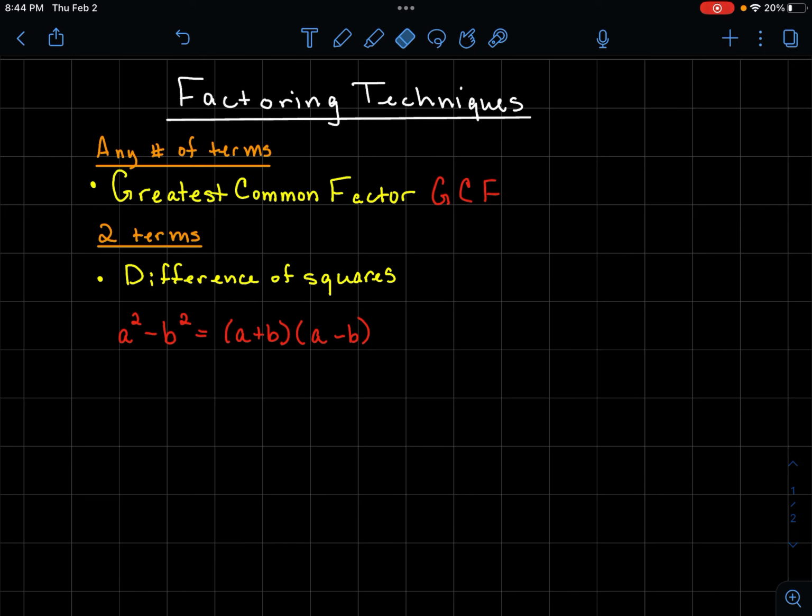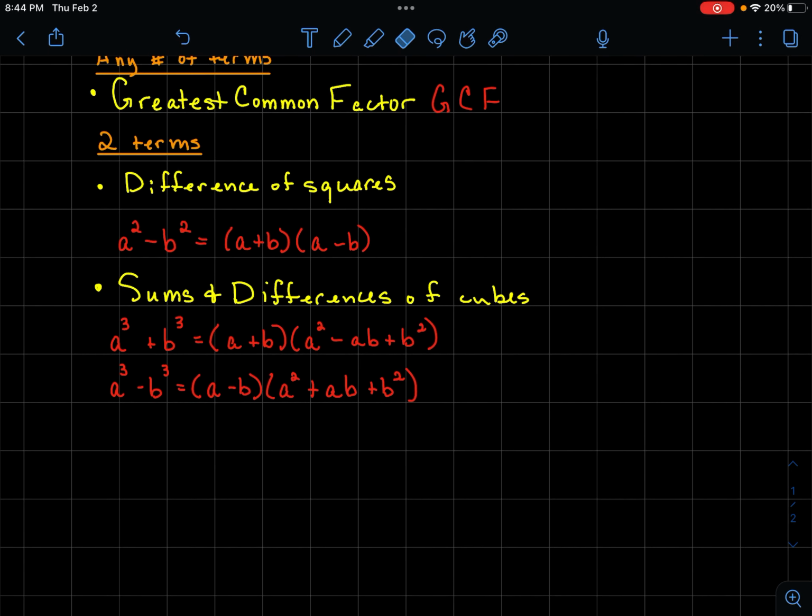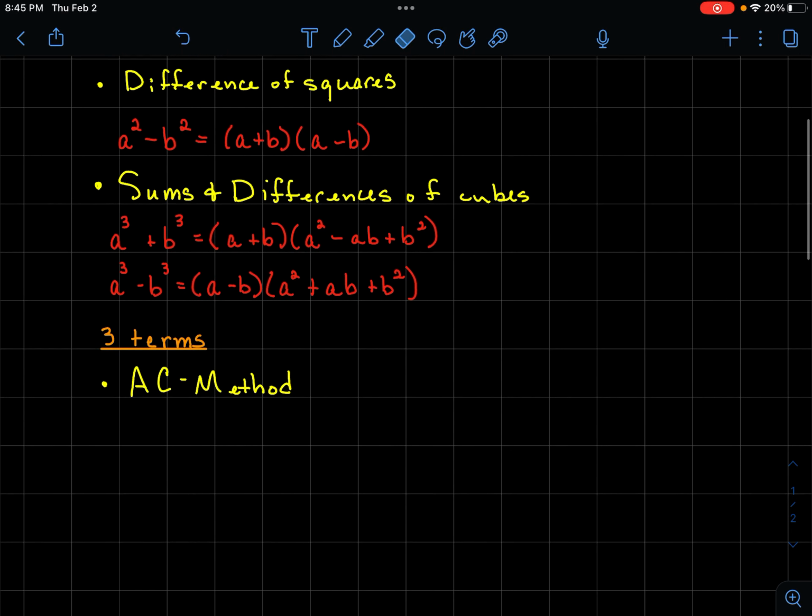We looked at two terms. There are special ways to factor two-term polynomials. One, we have the difference of squares, that if it happens to be in the form of a squared minus b squared, we know that it factors apart into a plus b times a minus b. If it is a sum or a difference of cubes, a cubed plus b cubed would equal a plus b times a squared minus ab plus b squared, and a cubed minus b cubed is a minus b times a squared plus ab plus b squared.